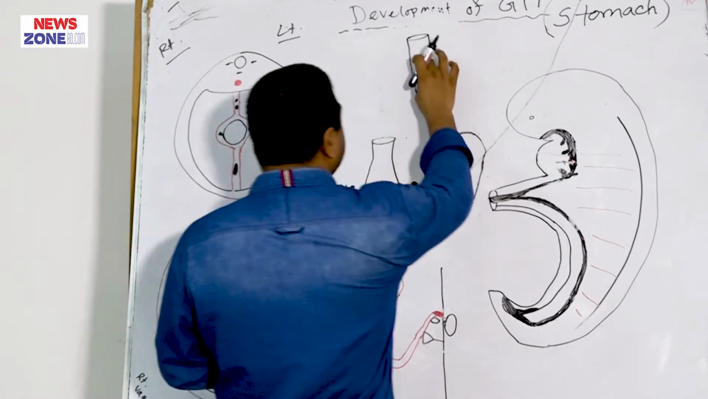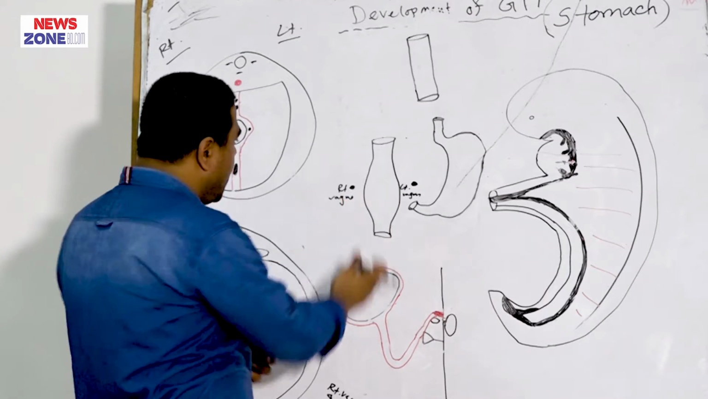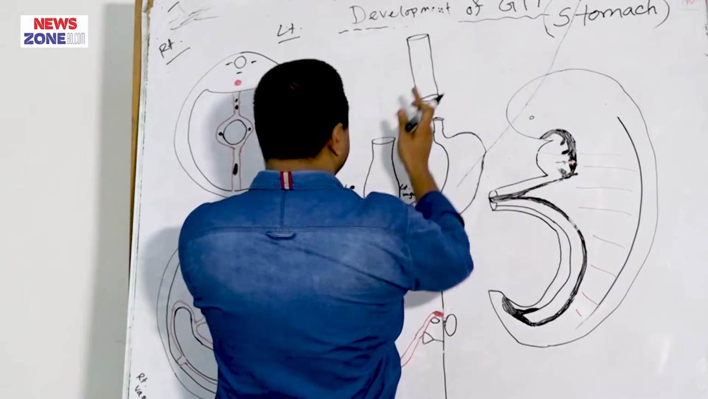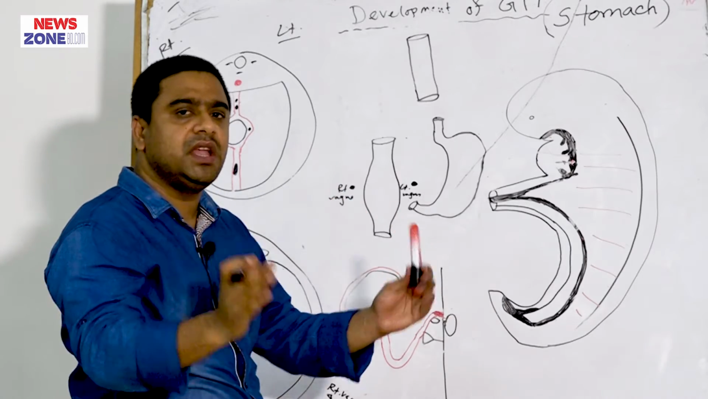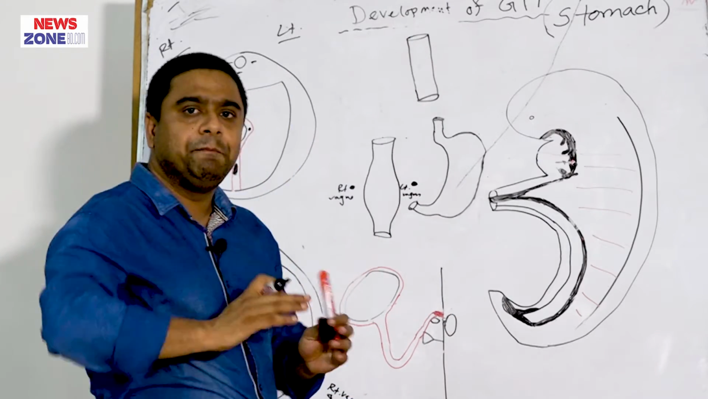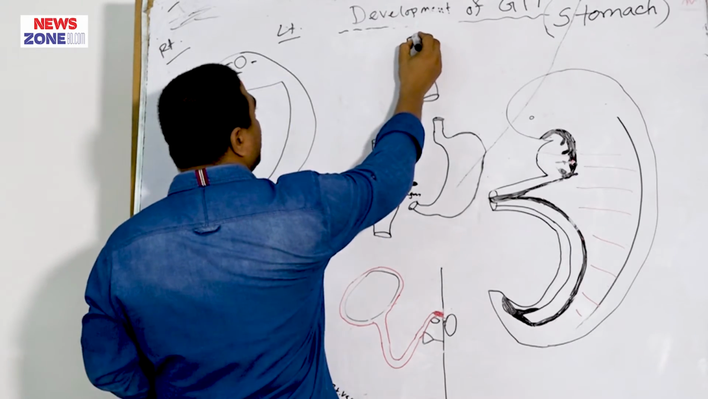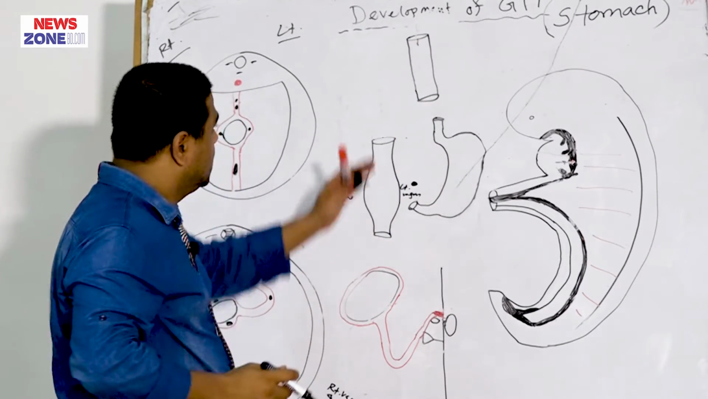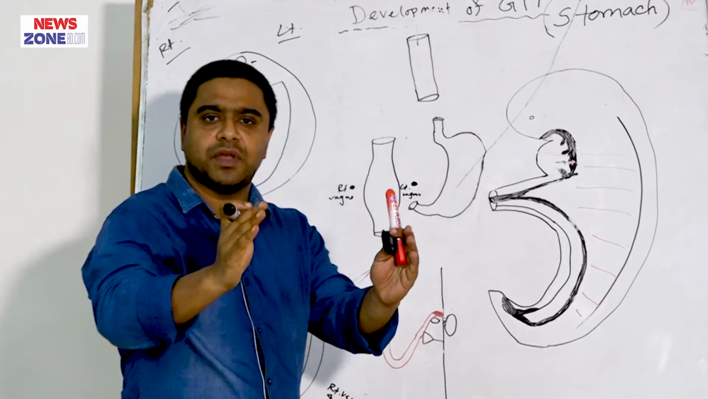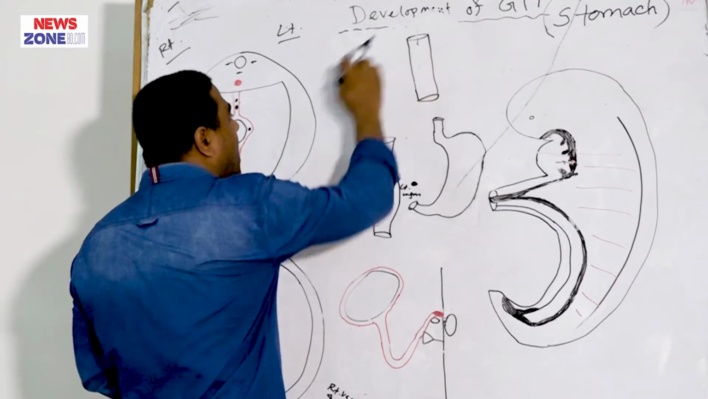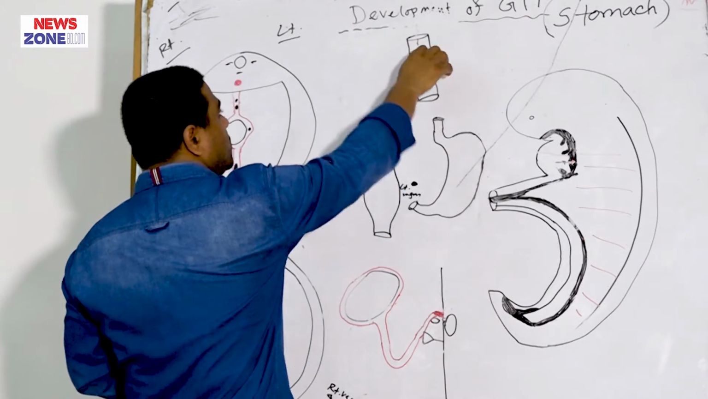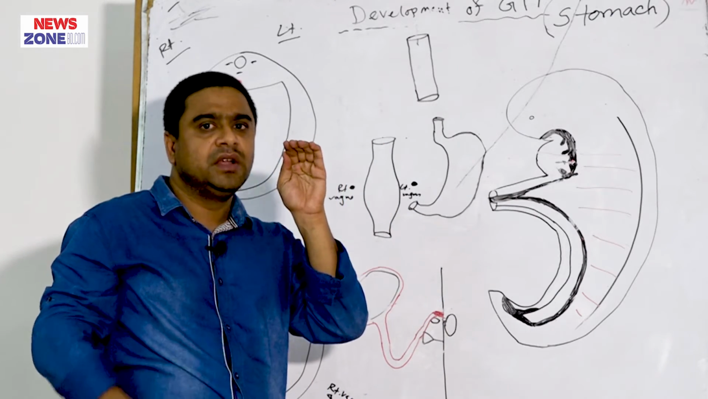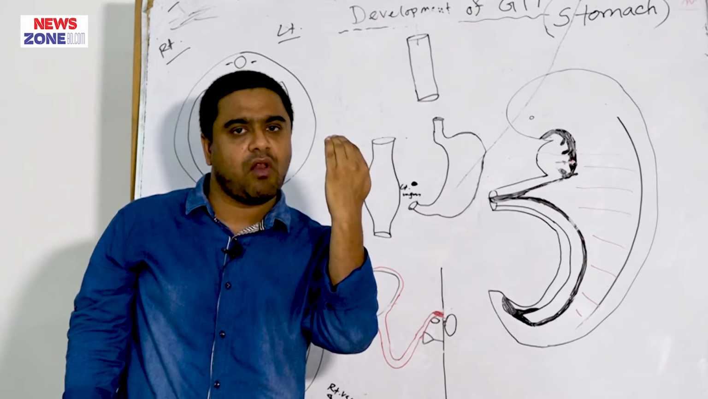The lower part of the primitive foregut forms a fusiform dilatation. Initially, at the very beginning, this gut tube was a straight tube, but the cells of the posterior wall, compared with the anterior wall, grow at a faster rate than the anterior wall. So the posterior wall bulges backwards and rotates 90 degrees clockwise.